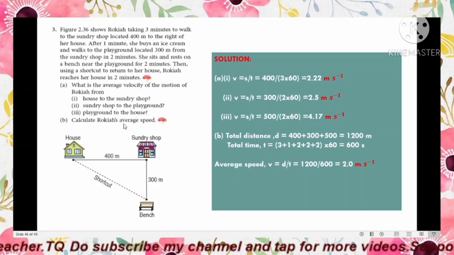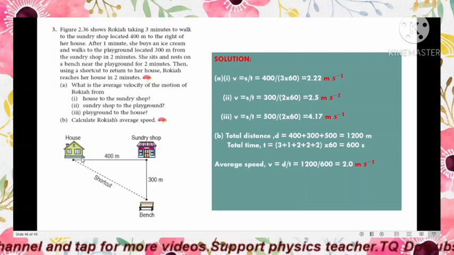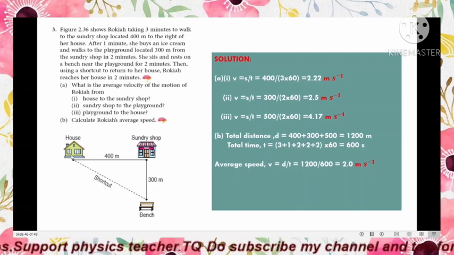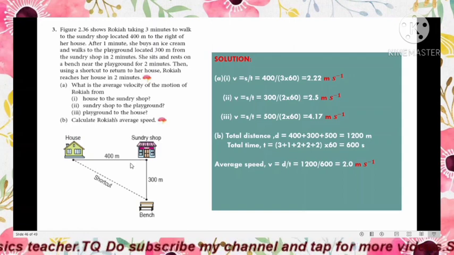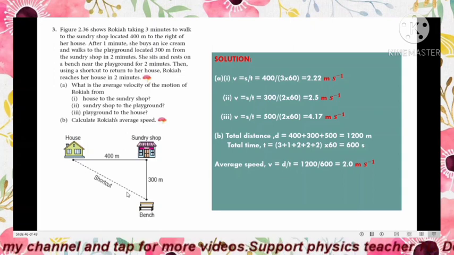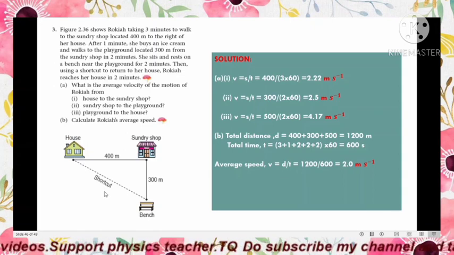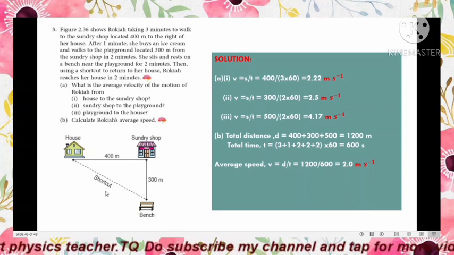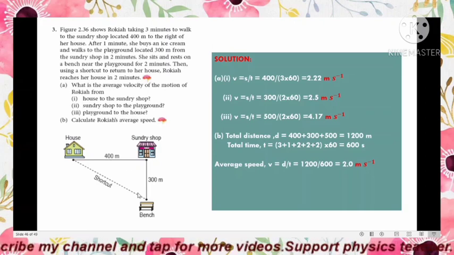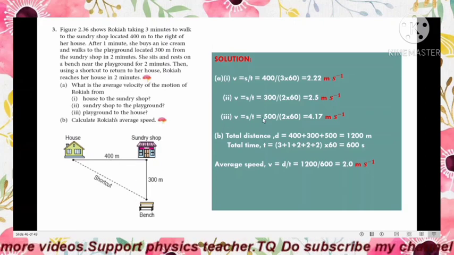Part 3, playground to the house, meaning bench to the house. So from bench to the house, if you look at the path traveled, it forms a right angle triangle. So the shortcut line from bench to house, the displacement equals 500 meters. You can use the Pythagoras theorem to calculate. So the total distance traveled equals what? This one, part 3, you calculate.